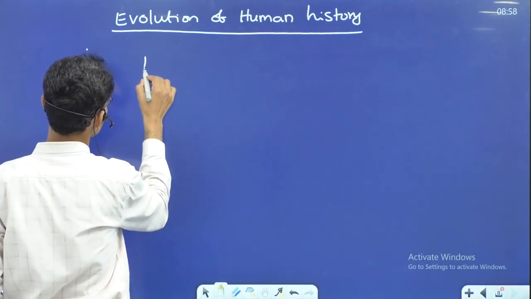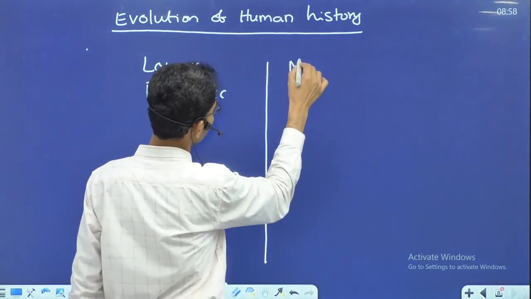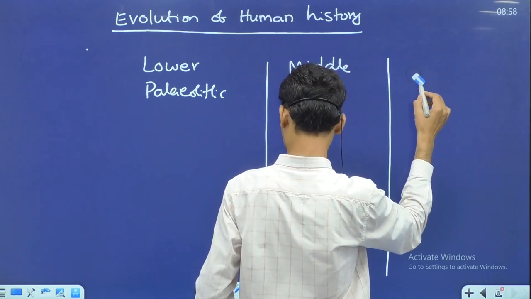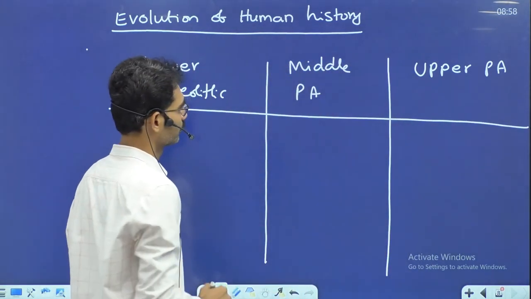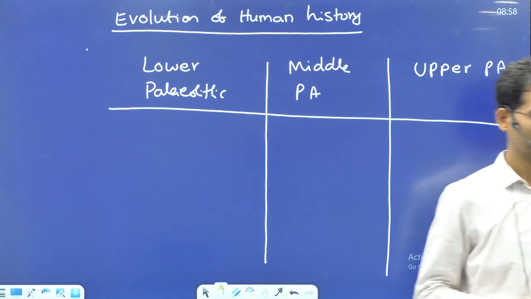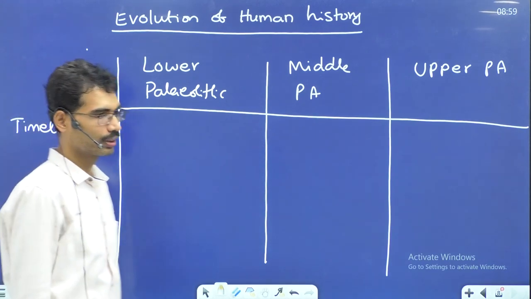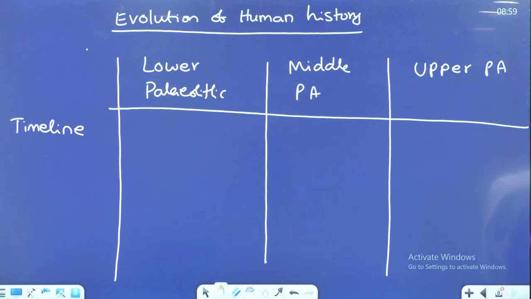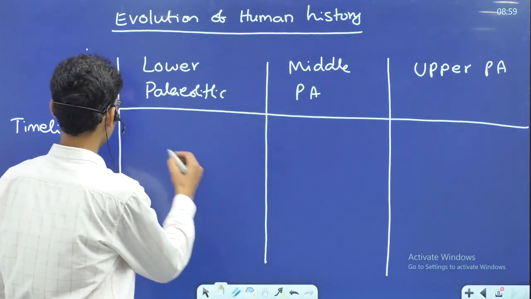Sanju, you make a table like this. Lower Paleolithic, Middle Paleolithic, Upper Paleolithic. First one, timeline. Timeline. Six lakh to 1,50,000. Six lakh.